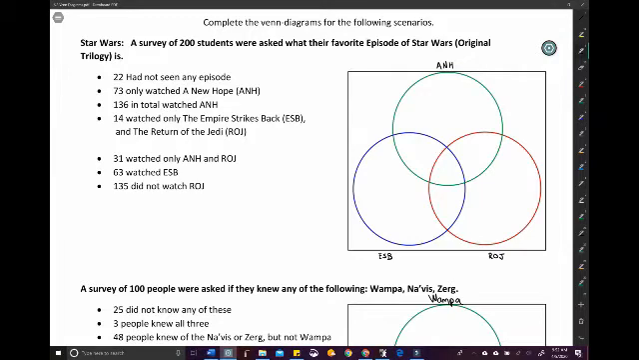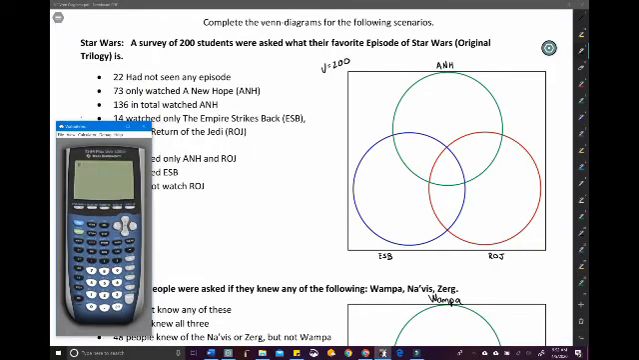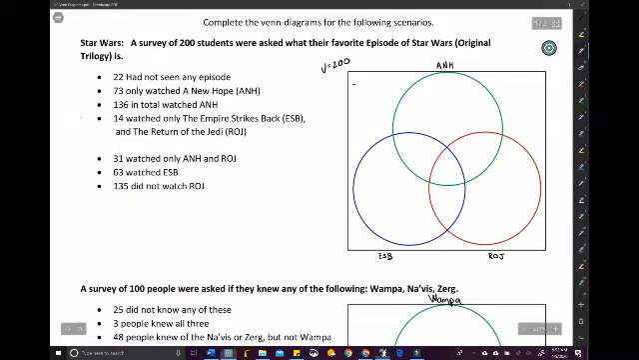Star Wars. A survey of 200 students were asked what their favorite episode of Star Wars of the original trilogy is. All right. So I like to start these always by saying, well, everything in the end needs to add up to 200. I'll have my calculator here handy to help me out, and we'll go from there. So again, universe 200. 22 poor souls have not seen any episode. So 22 are out there. That is that number there.